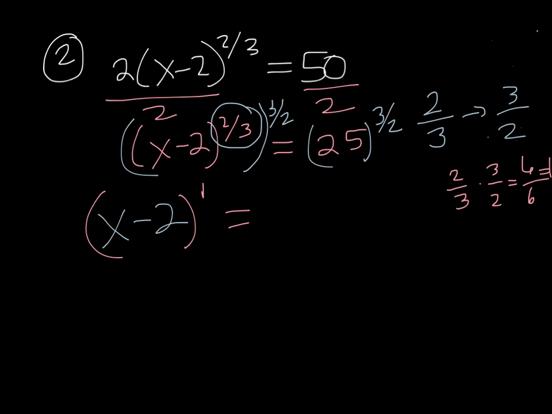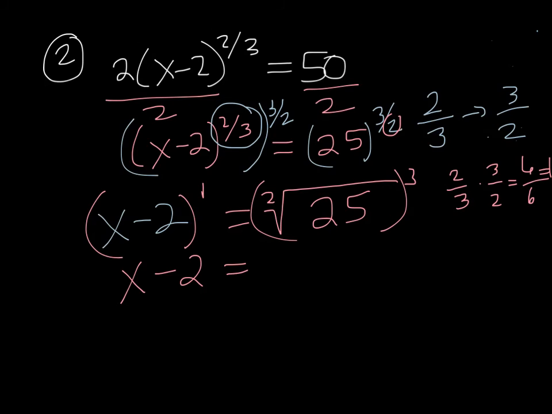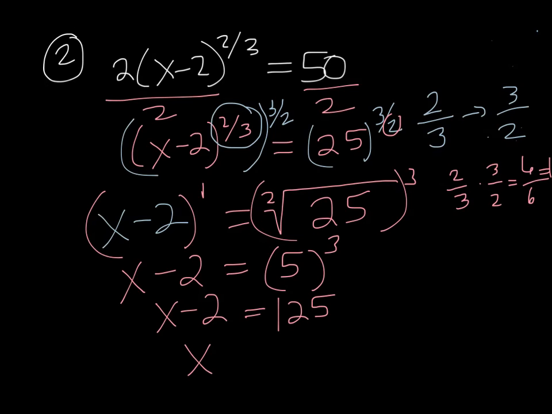And then 25 to the 3/2. Generally, when you get a problem like this, it's going to be something that you're able to solve. So the 2 tells us that we're taking the square root. You can put a little 2 there if you want to, but you don't need to, of 25, and then we're going to cube it. So over here, I've got x minus 2 is equal to, I know that the square root of 25 is 5, and I'm going to cube 5. So x minus 2 is equal to 125. And then x would equal 127.